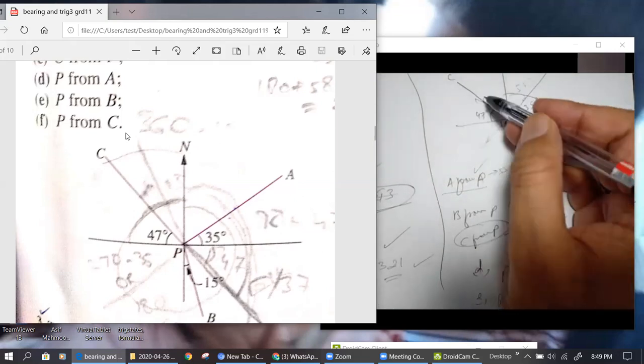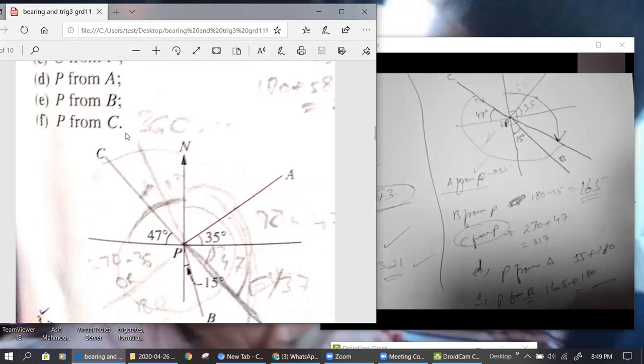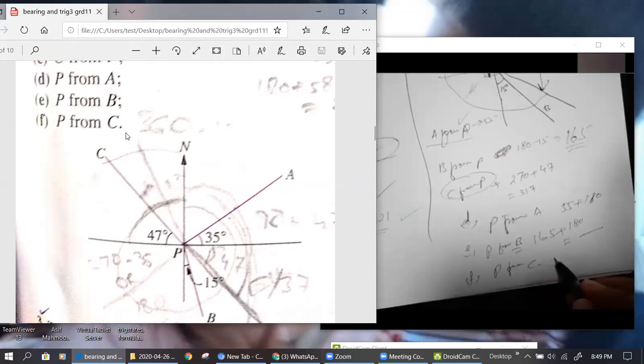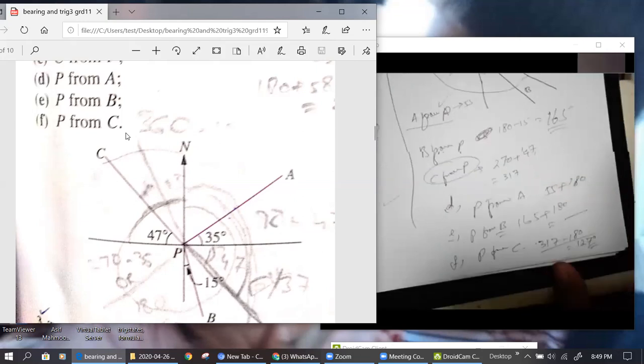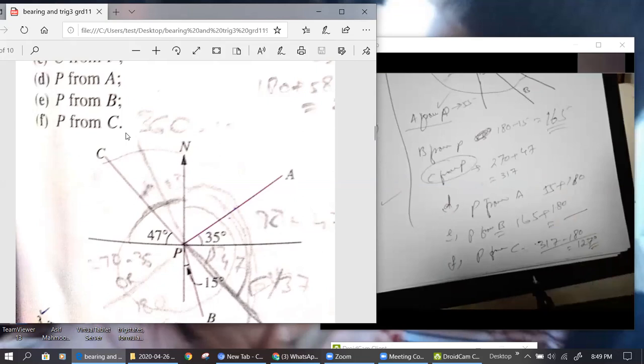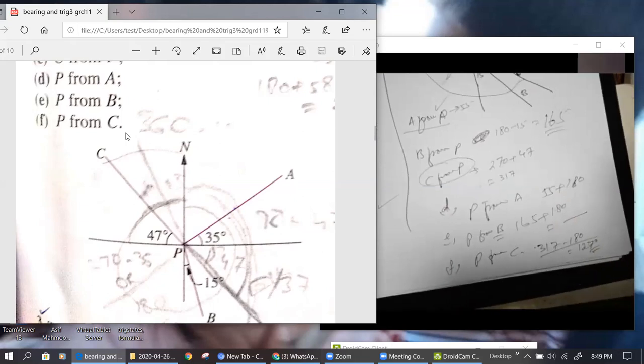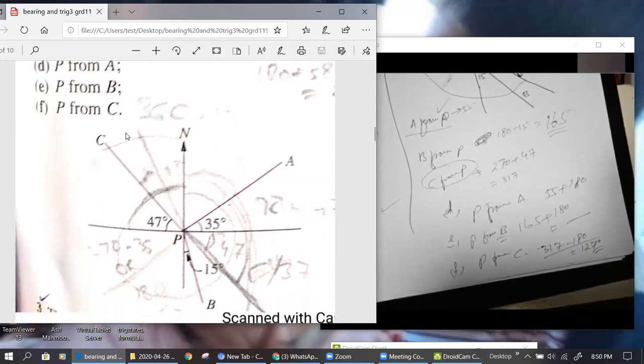So 317 minus 180, you are getting 137. Sometimes we need to subtract, sometimes we need to add. In the beginning I told you. Mostly subtraction happens when the given angle is more than 180. When the given angle is less than 180, we have to add. You can guess by making the direction.